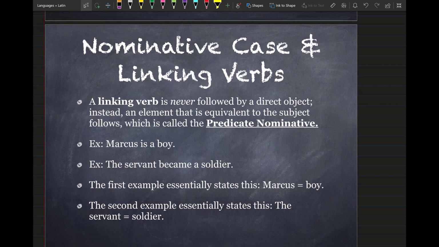Marcus is a boy. Notice this is our verb. Notice here is our subject. And over here is our additional information about the subject. But since we have this linking verb here, something different occurs instead of a direct object, and we're going to talk about that.